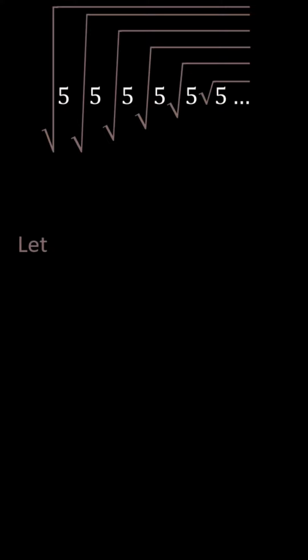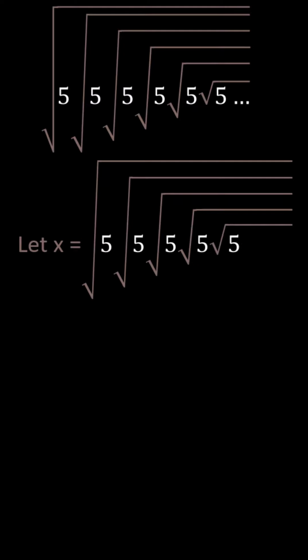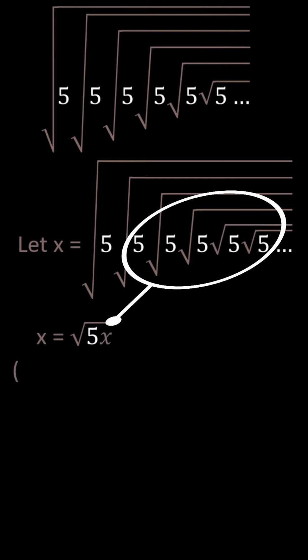You let x be the square root of 5 times the square root of everything that's inside times 5 times the square root of everything that's inside times 5 times the square root of everything that's inside and so on. Now we can express x equals the square root of 5x, as x represents everything that's inside the radical. Now since it's a radical equation, we should clear up the radical by squaring both sides of the equation.